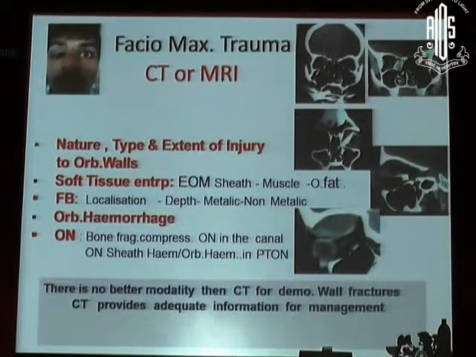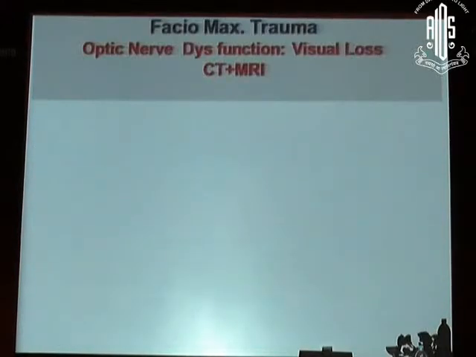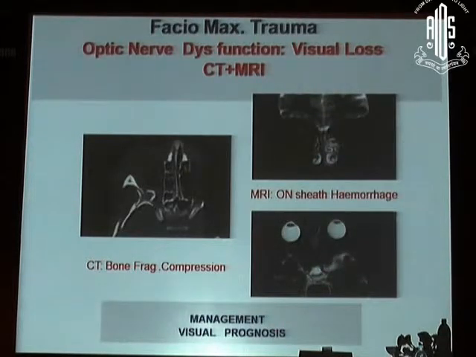There is no better modality than CT for demonstration of wall fractures. CT provides adequate information for management. MRI, on the other hand, is contraindicated in road traffic accidents, which are very common, wherein metallic foreign bodies are suspected. In optic nerve dysfunctions, CT and MRI can be used together. CT can show us the bone fragment compression, whereas MRI is always able to clearly show us the sheath hemorrhage. The differentiation helps you in proper management and visual prognosis.